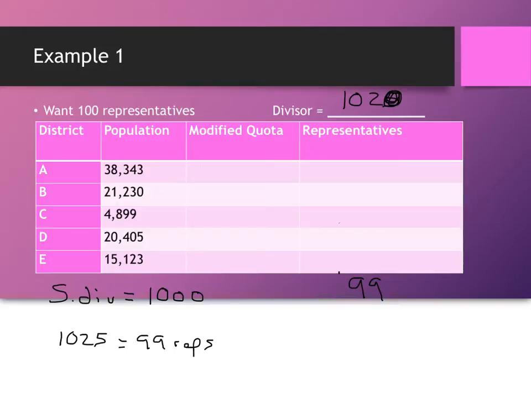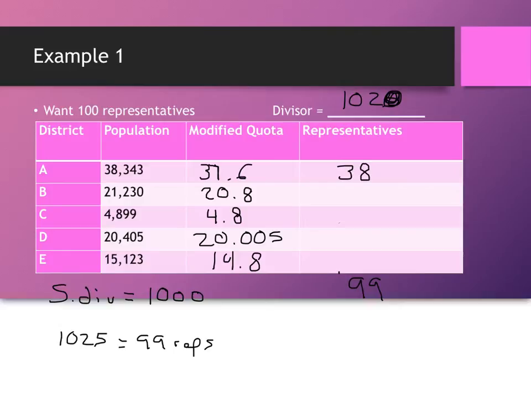1,020. And again, I'm going to push pause, do my calculation, and come back. So when I did 1,020, what I got for all these modified quotas was 37.6, 20.8, 4.8. I got 20.005, so just over 20. And I got 14.8. So the number of representatives would have been 38 here, 21, 5. This rounds up to 21, and this thing rounds up to 15.